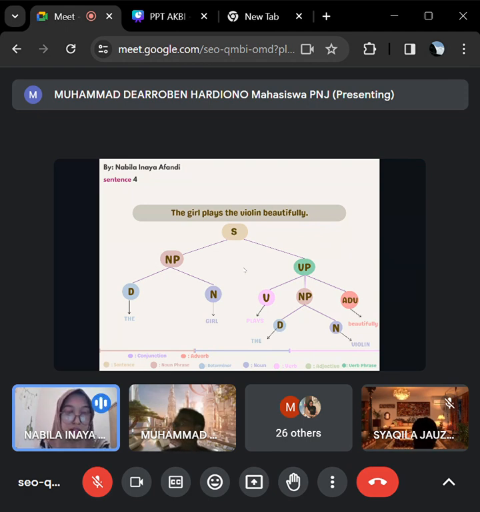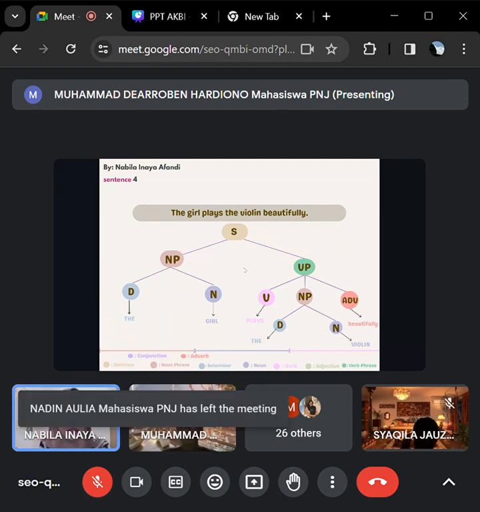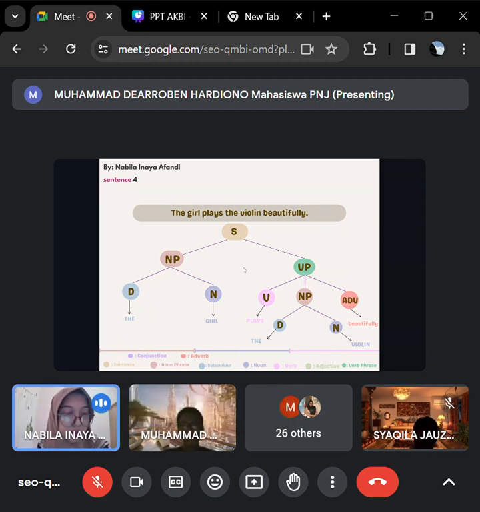The second element of the sentence is VP, verb phrase, composed of three elements: V for verb, NP for noun phrase, and adverb. For the specified, the verb in this sentence is "plays" and is a transitive verb because it takes an object, which is "the violin". The NP is also composed of two elements, determiner plus noun.